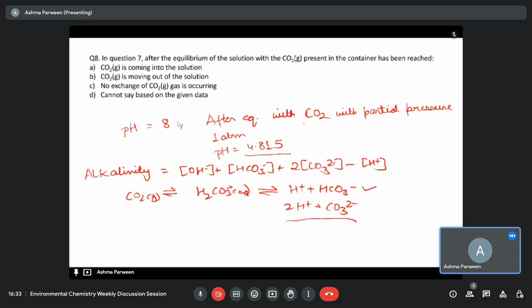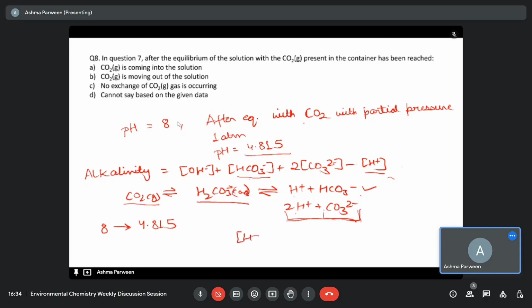If you take the first case, 1 H plus will be added and 1 HCO3 minus will be added, and they will cancel each other. In the second case, 2 moles of H plus and 1 CO3 2 minus will again cancel out. But here the pH is reduced from 8 to 4.815. So CO2 gas forms H2CO3 aqueous, and further it dissociates and forms H plus and HCO3 minus, or H plus and CO3 2 minus.